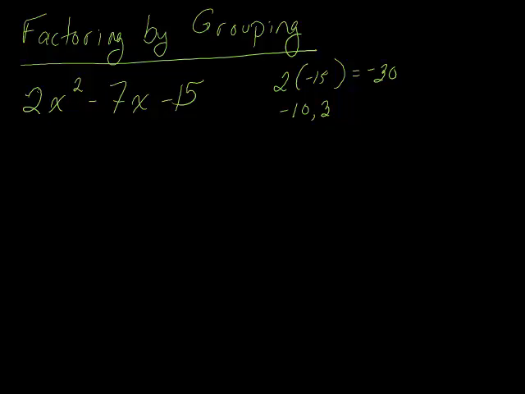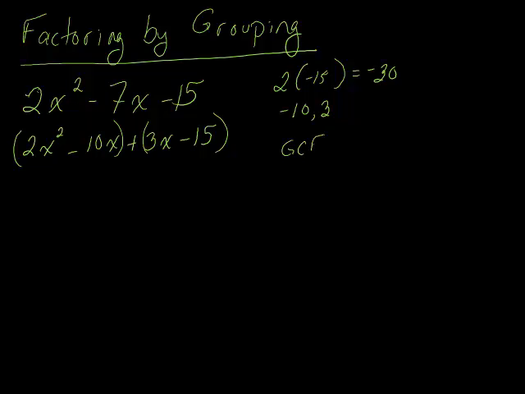So we can really factor this either way. I'm just going to put the negative 10 with the 2. So I'm going to rewrite negative 7x to be 2x squared minus 10x plus 3x minus 15. So now I'm going to group. I'm going to group these two and these two, and then I'm going to find the greatest common factor.